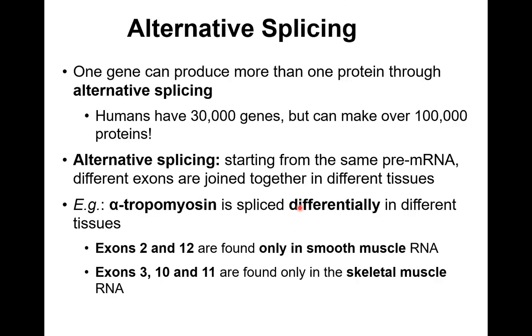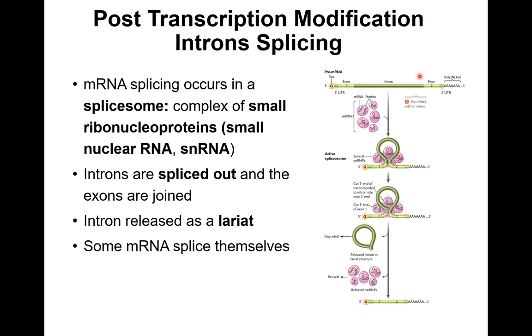Once these three modifications are done, now you would have the final molecule. Now, one thing I want to point to you that's very interesting is how this splicing process doesn't always happen in the same way for a specific RNA.